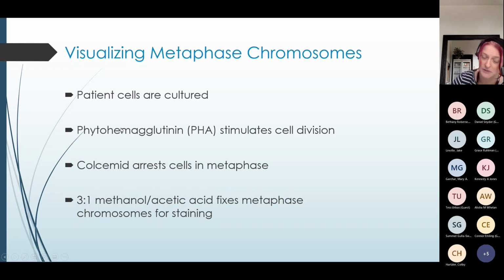We use our PMI and we use tissue culture flasks, and we use phytohemagglutinin or PHA to stimulate cell division. That way we're getting lots of cell division. That way we have more cells that we could potentially catch in metaphase when we go to do our analysis. Colcemid arrests cells in metaphase, so we treat them with that. And then a 3-to-1 methanol acetic acid fixes those metaphase chromosomes for staining. So we want to fix them.